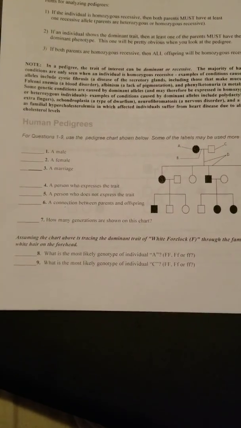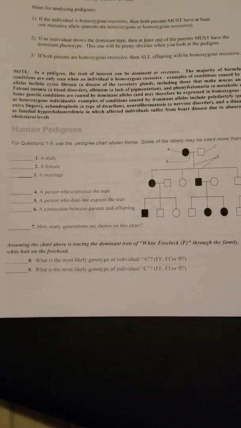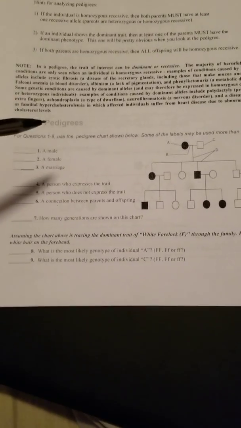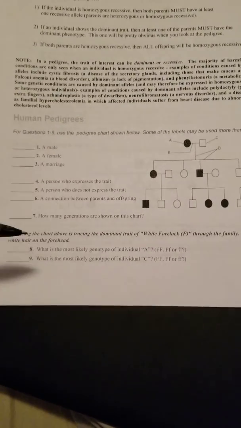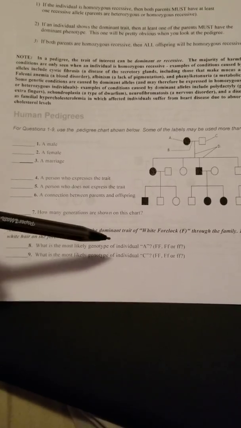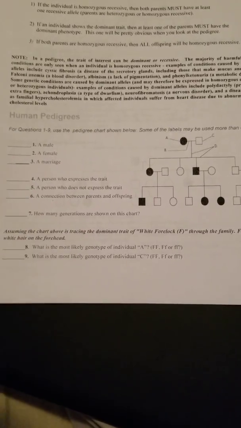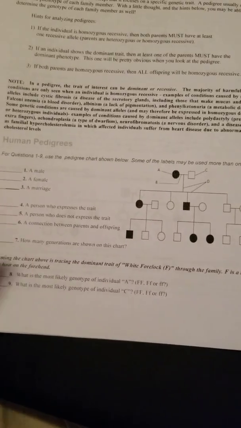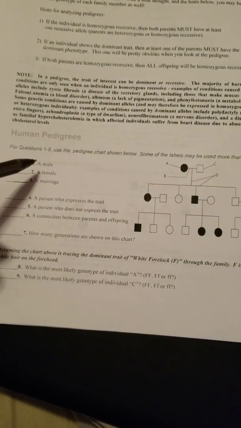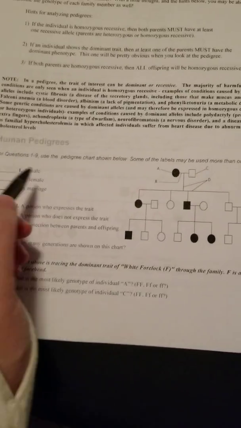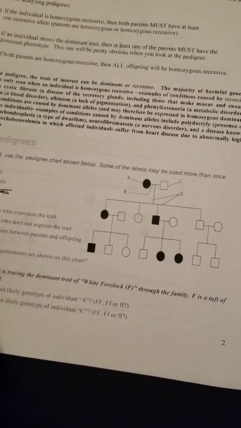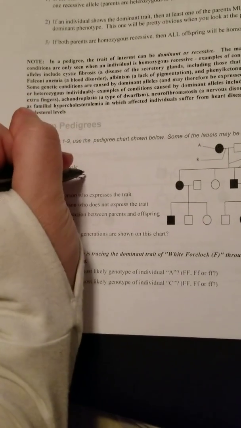Okay, so let's go over the example that we had in class just to make sure that we understand exactly how to read this, and then we will go into explanations of how you know their genotypes. So, first it's asking for a male, a female, and a marriage. So again, we're going to change this example from a marriage to parents.